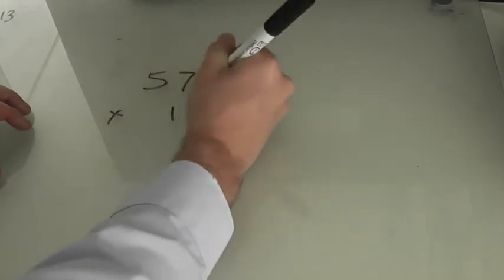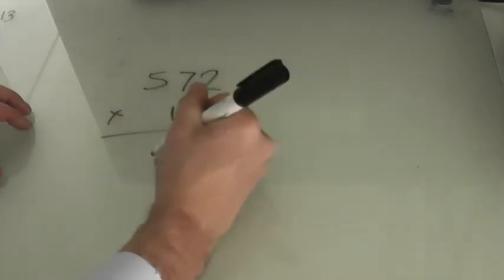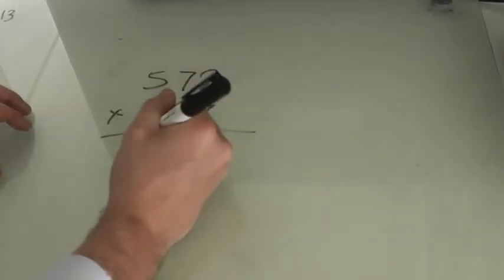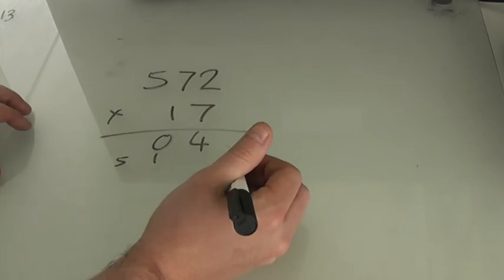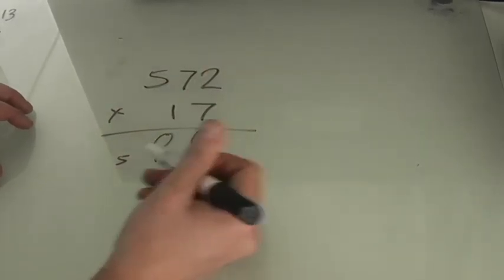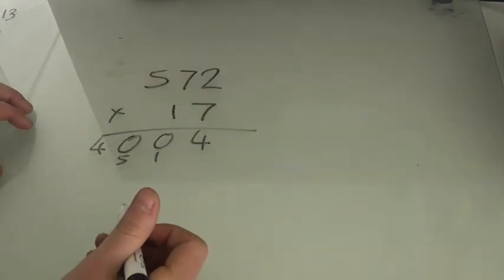572 times by 17. So we've got 7 times 2 first, which is 14. 7 times 7, which is 49, add 1, which is 50. Then 7 times 5, because 7 times 500, which will give us 3,500. Add 5, which will give us 40. So there is your answer to that one.